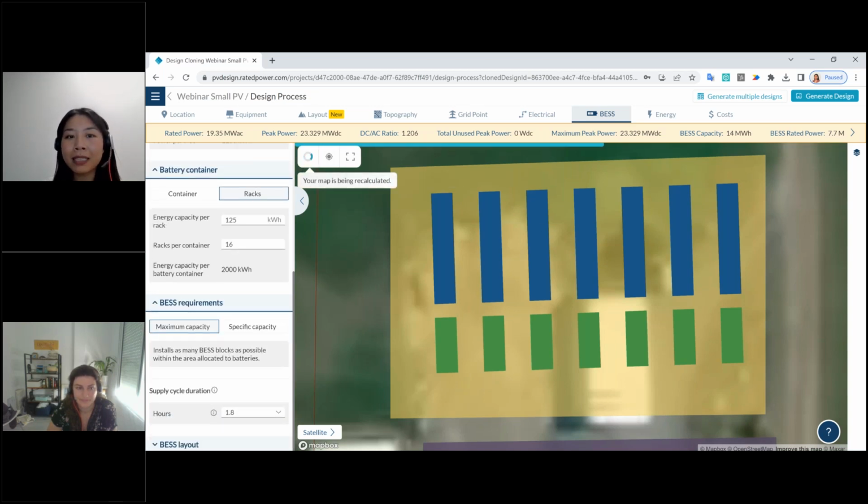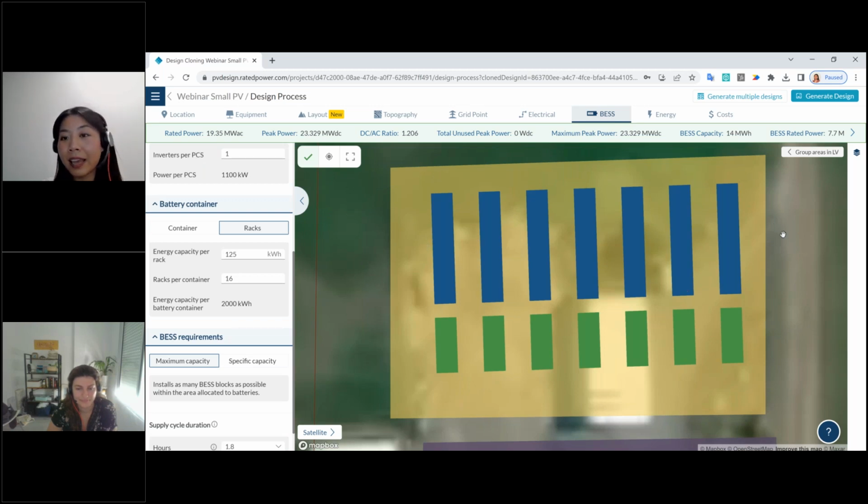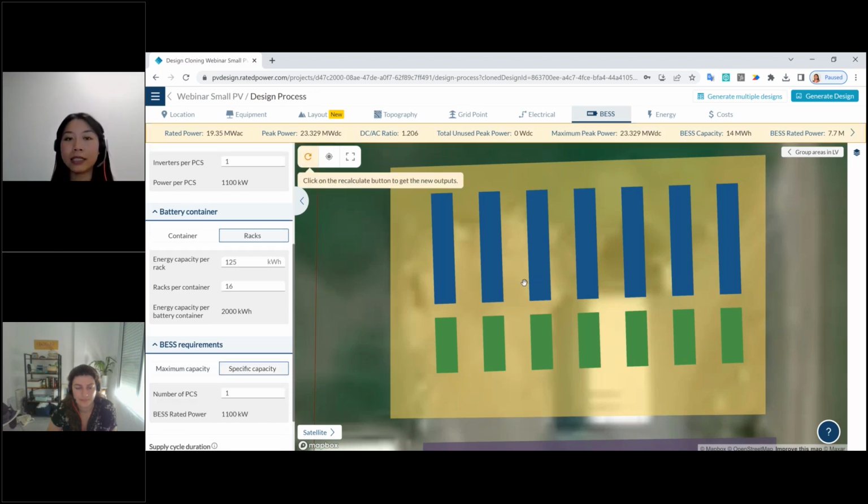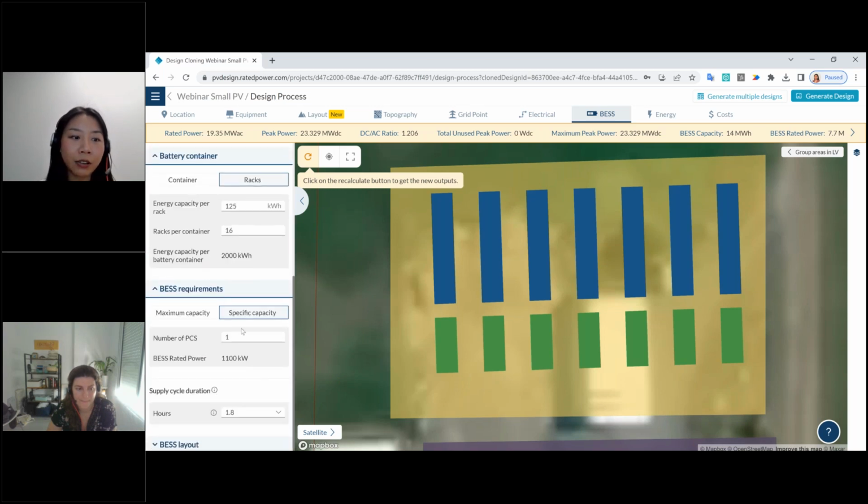You can either maximize the land use, like in this case, where we're installing as many batteries as possible, or you can give a specific capacity for your site. Normally, I see people consider 10 to 20% of the entire peak power for energy storage. In this case, if I consider 2 of the PCS, I'm actually considering about 10% of my peak power. So I think that's a good portion for my energy storage system.